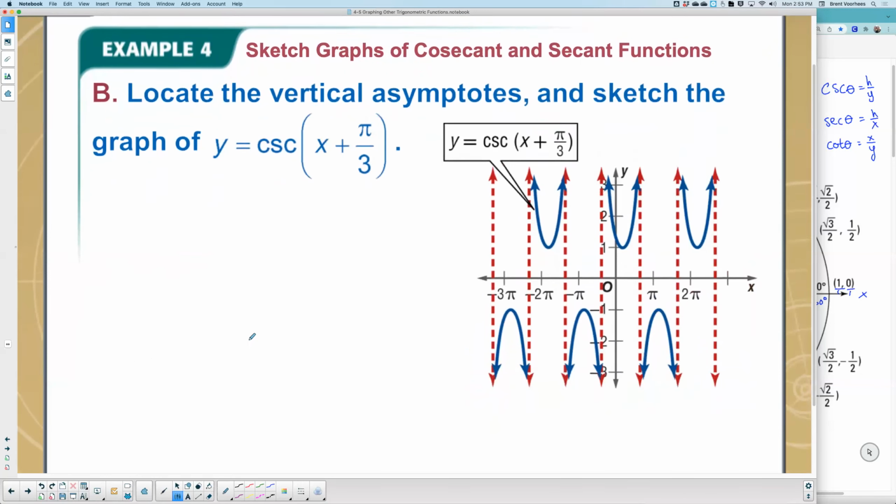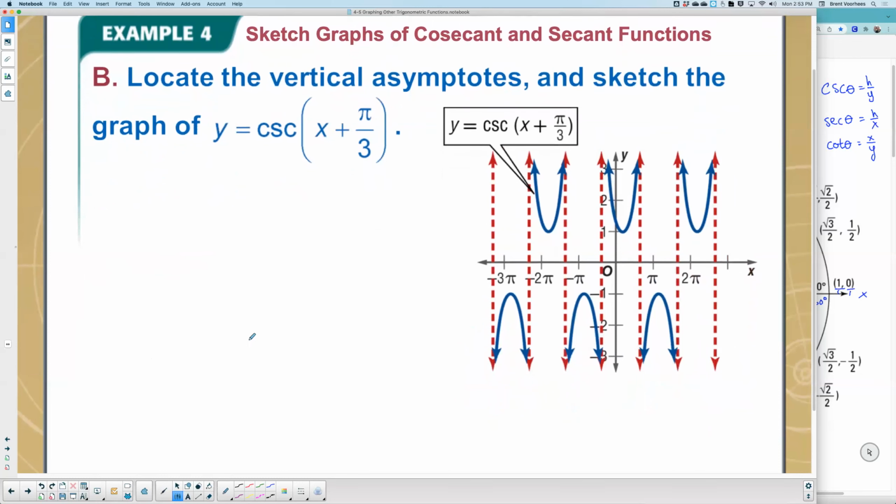Let's take a look at B. This time, what's my trig function? CSC, I'm hearing h over y. It's right there on the right side of my screen. I agree. H divided by y. Step 2, where does y equal 0? Y does equal 0 at 0. That's right here. 0 at 0.